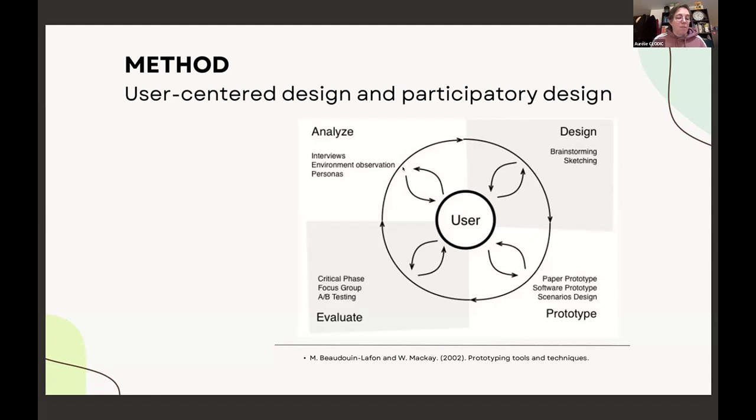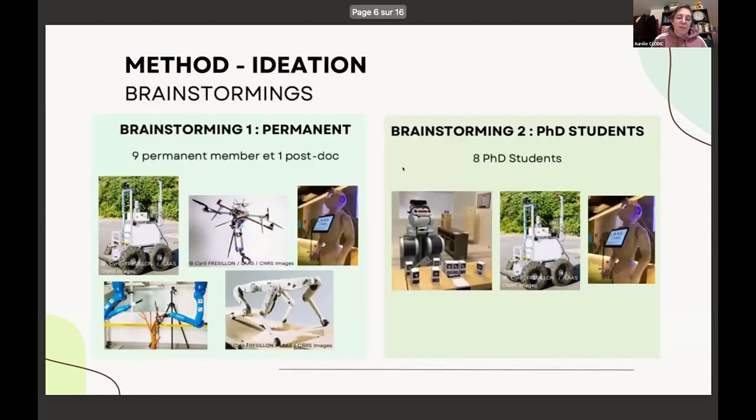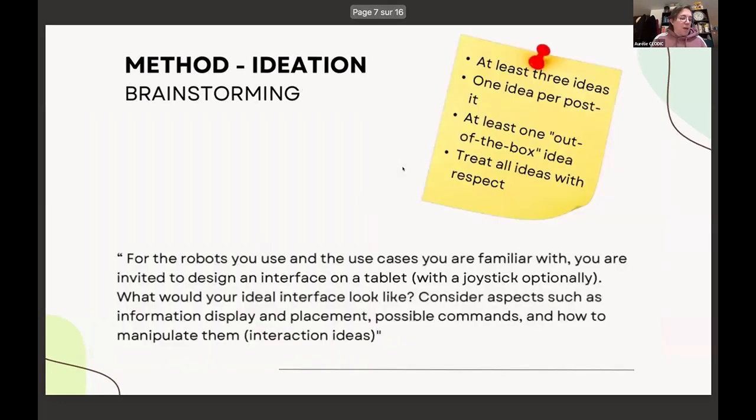As part of the needs analysis and design stages, we organized two brainstorming sessions. The first brainstorming included permanent members of the robotics lab, and the second one included PhD students. At the start of each session, participants were briefed on the objective to generate ideas for a teleoperation interface for robots, and were asked to suggest at least three ideas, writing each one on a post-it.